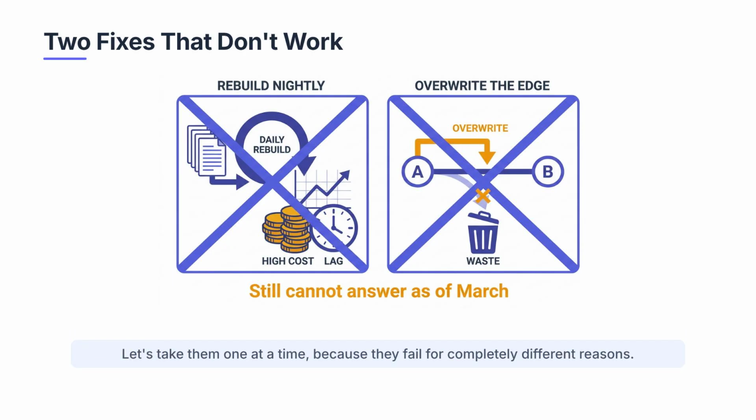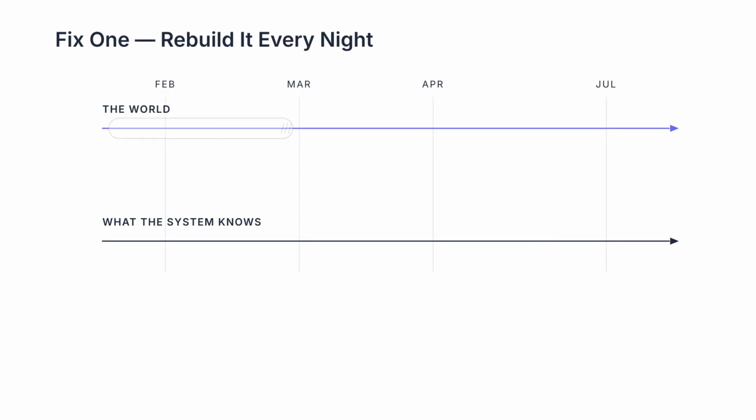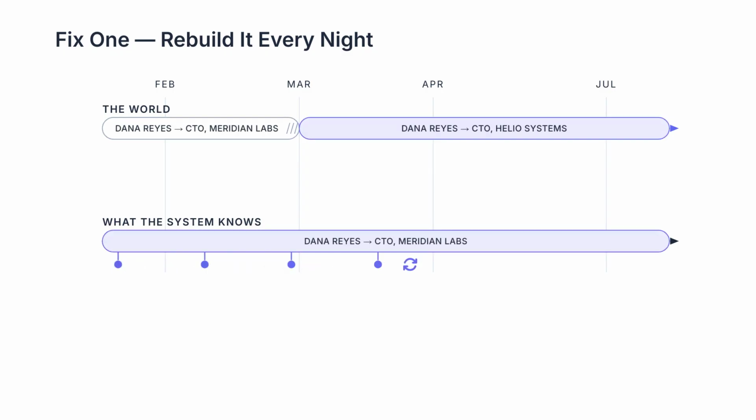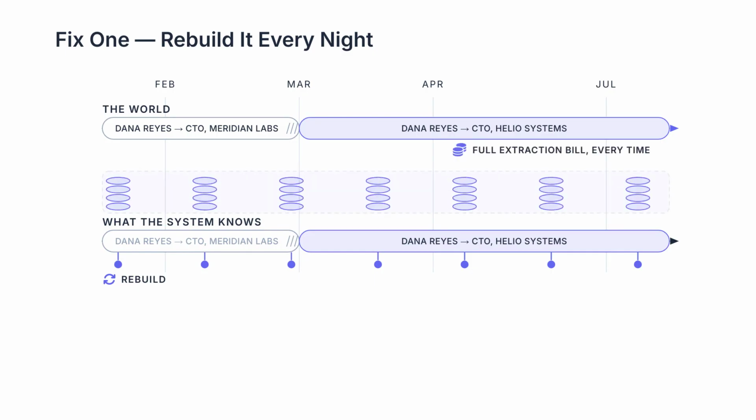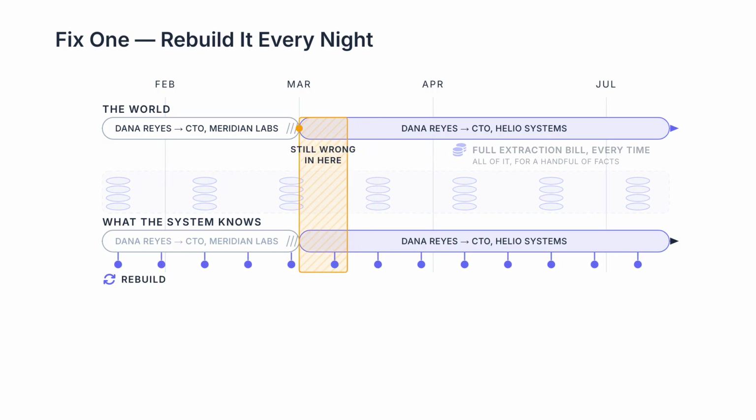Let's take them one at a time because they fail for completely different reasons. Rebuilding nightly does work, in the narrow sense that tomorrow morning your graph agrees with the world. The trouble is what it costs. You pay the full extraction bill again across the entire corpus to move a handful of facts that actually changed. And in between runs, you are still serving yesterday's answer. So the window where you are confidently wrong never actually closes. It just becomes shorter and more punctual. Meridian's news broke at 9 in the morning. Your rebuild runs at 2.